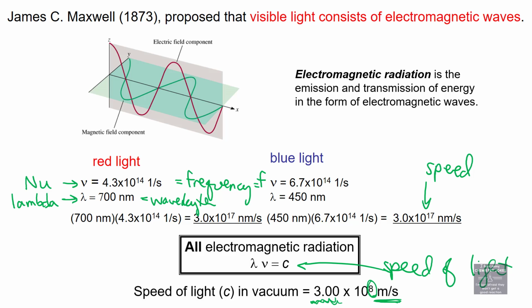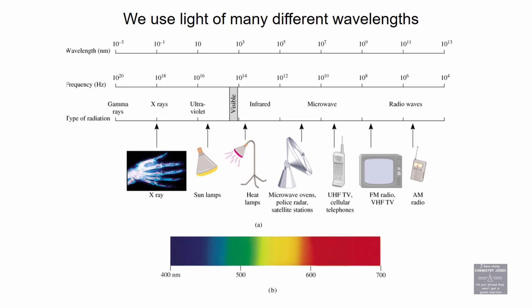We will most often use 3 times 10 to the 17th nanometers per second because visible light is in nanometers most often. But if you ever need the units to be in meters, you can use 3 times 10 to the 8th. Okay, so all light travels at 3 times 10 to the 8th meters per second, 3 times 10 to the 17th nanometers per second.